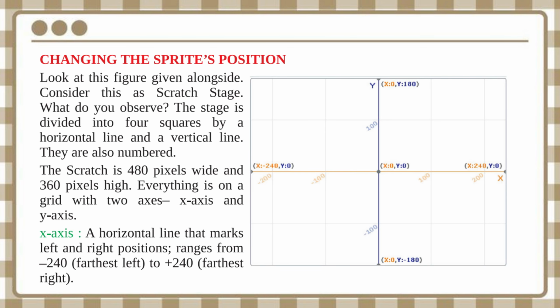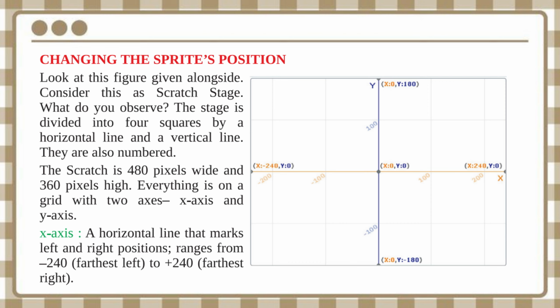Changing the sprite's position. Look at this figure given alongside. Consider this as the Scratch stage. What do you observe? The stage is divided into 4 squares by a horizontal line and a vertical line. They are also numbered. The Scratch stage is 480 pixels wide and 360 pixels high.